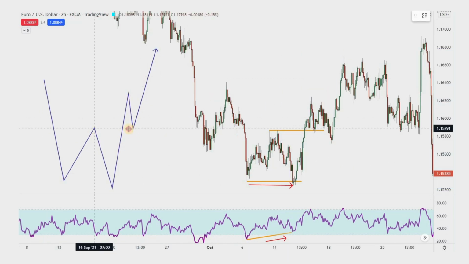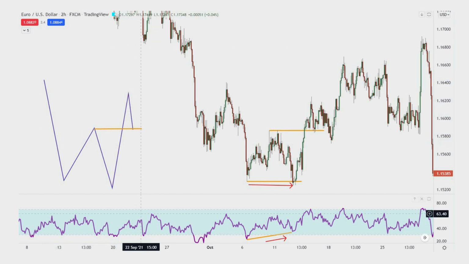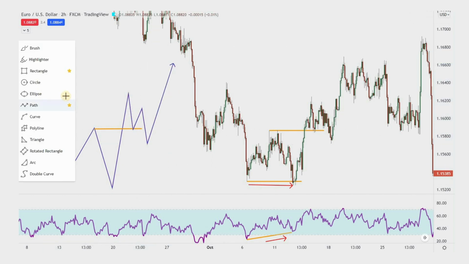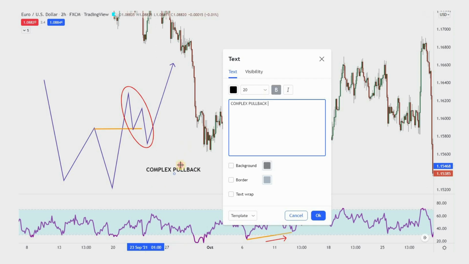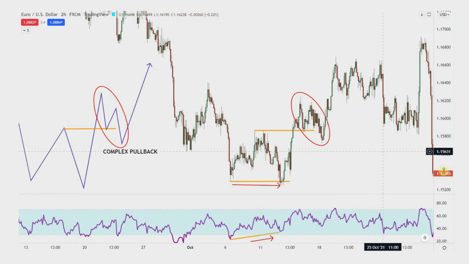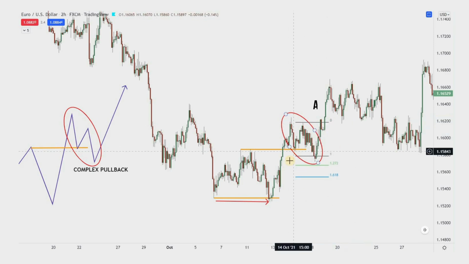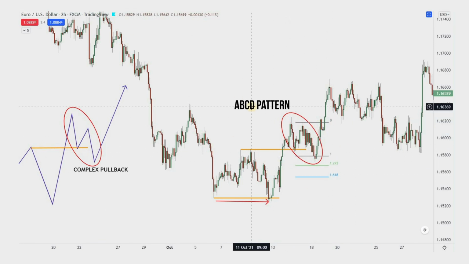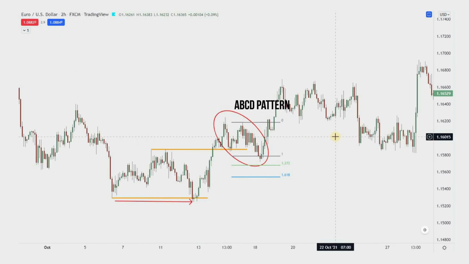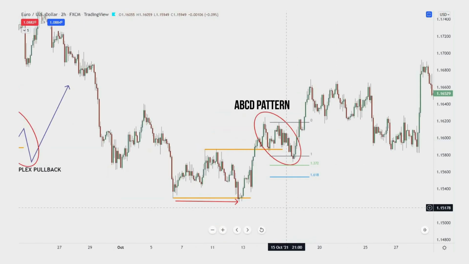As we can see, price did not make a simple pullback, but a complex one. The complex pullback happens very often and is very profitable, more than a simple pullback. The complex pullback is the same thing as an ABCD pattern. This will help you to calculate the ending point of the pullback in advance.